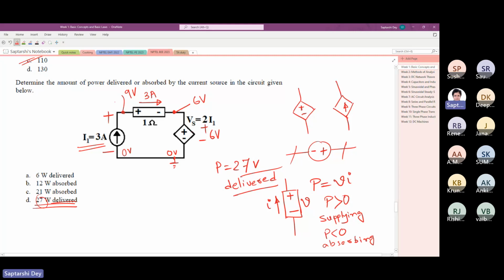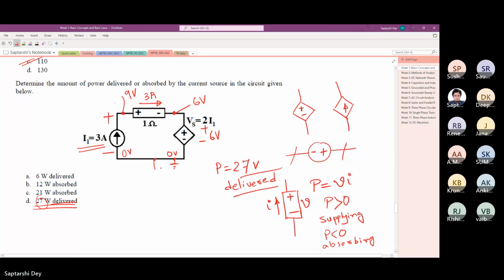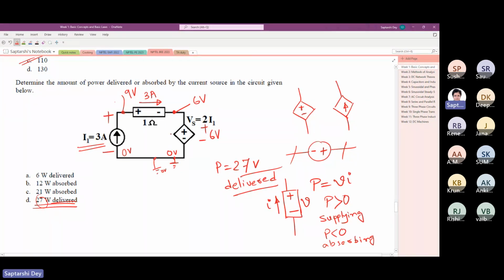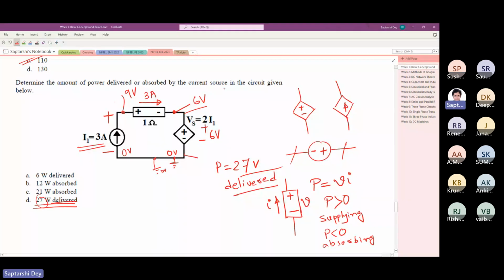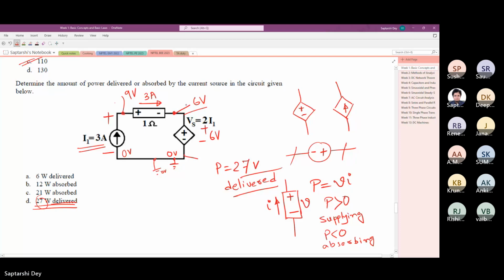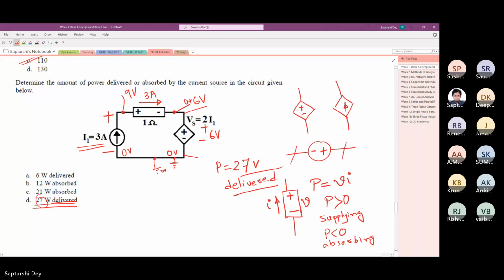Okay, this is a 6 volt voltage source. Is that clear? I assumed this point to be 0 volt. That means I will measure all the voltage points with respect to this point. Now this is a voltage source, which means its top terminal is 6 volt higher than its bottom terminal. So if this is 0, this is 0 plus 6, so this is 6 volt.